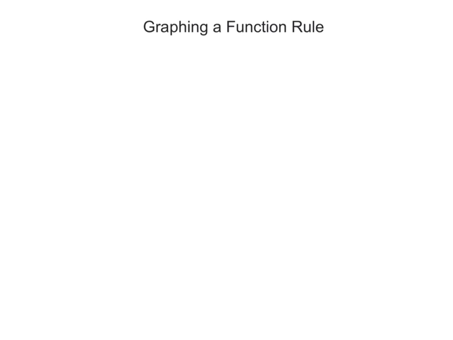To graph a function rule, you need to be able to plug in values for x and solve to figure out what their relating values for y would be. So let's look at an example. y equals negative 2x plus 1. I'm going to build a table of x and y values.